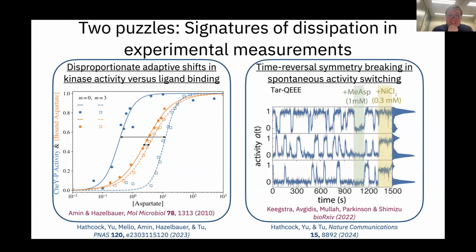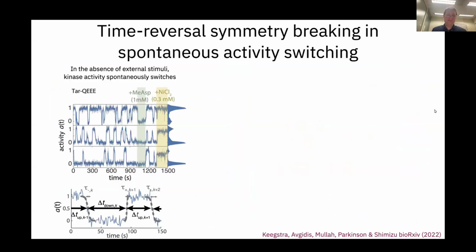Now I want to tell you about the second story, which again gives us new insight into the dissipation underlying the signal propagation, which is this measurement of spontaneous switching and time reversal symmetry breaking. This measurement was made in Tom Shimizu's lab a couple of years ago, and they found this surprising result that even in the absence of any external signals, there's no ligand in the system, the kinase activity spontaneously switches between fully active and fully inactive signaling states.